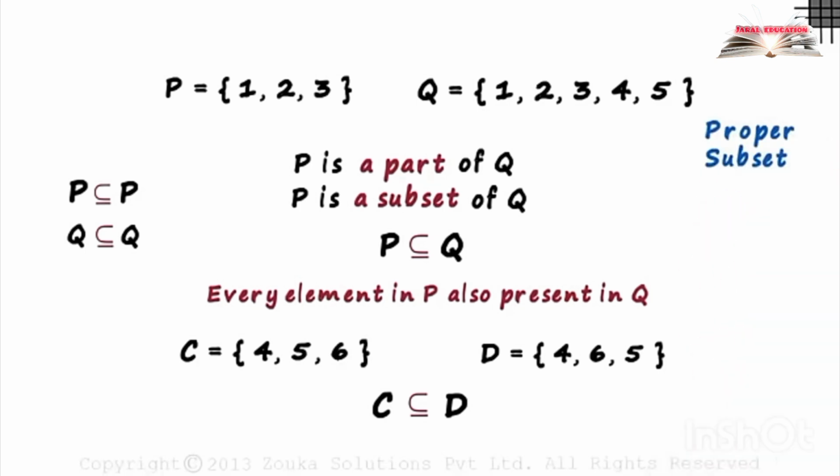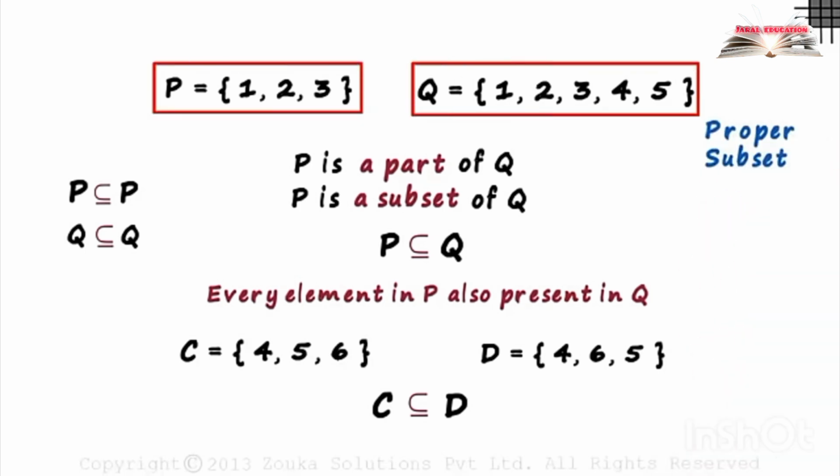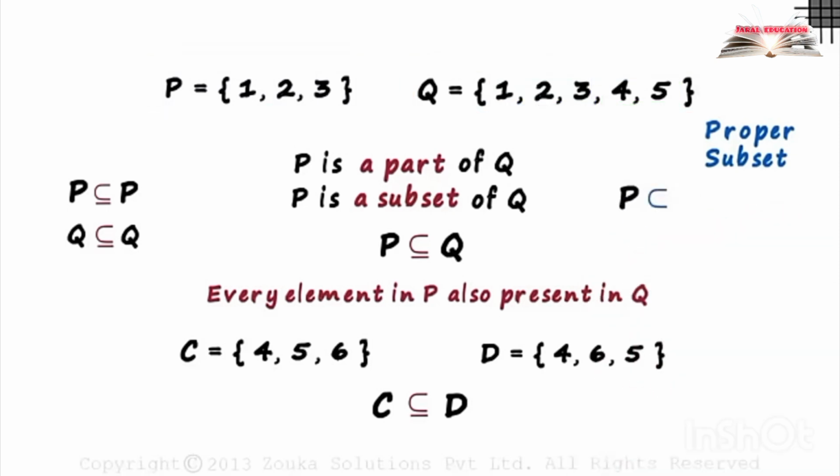Look at sets P and Q. Set P is a part of set Q, but there is at least one element in set Q which is not present in set P. We say that set P is a proper subset of set Q. This sign indicates proper subset.